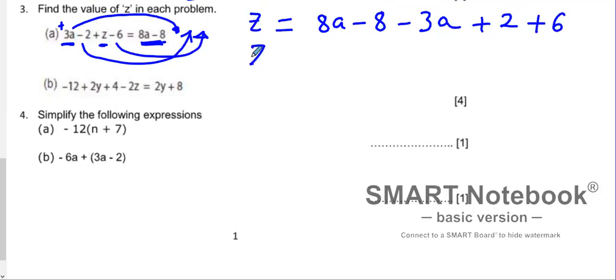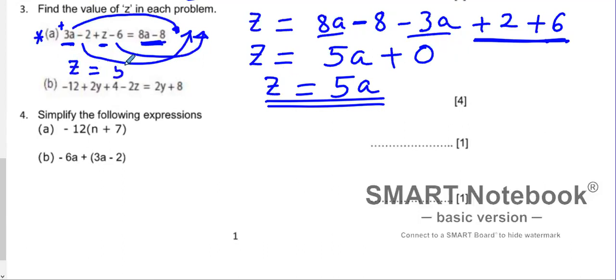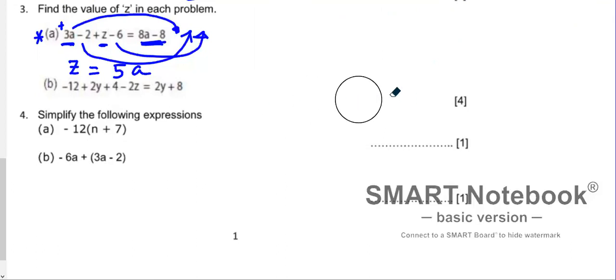And then here you collect like terms, giving you the value of z. So z will be equal to 8a minus 3a will be equal to 5a, and negative 8 plus 2 plus 6. You can see that 2 plus 6 is 8. 8 minus 8 is 0. So any number plus 0 equals the same number. So here in part A, z equals 5a. See? I hope that is clear. You can pause the video and then copy the working. Right? Otherwise, let me try to erase everything here so that we can keep going.